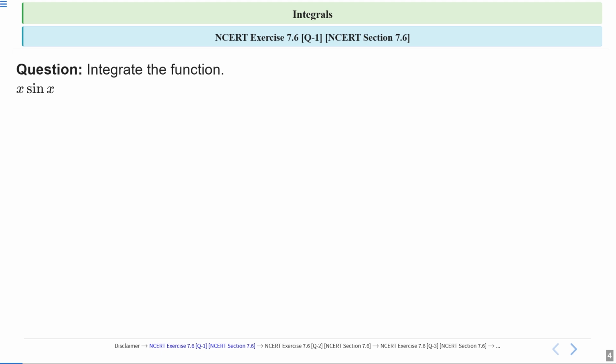So there are two functions. The first one is x and the second is sin x. x is an algebraic function and sin x is our trigonometric function. So we have to find the integration of x sin x dx. Try to solve it for some time.